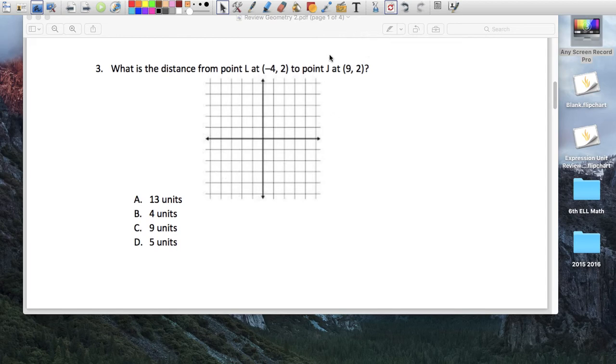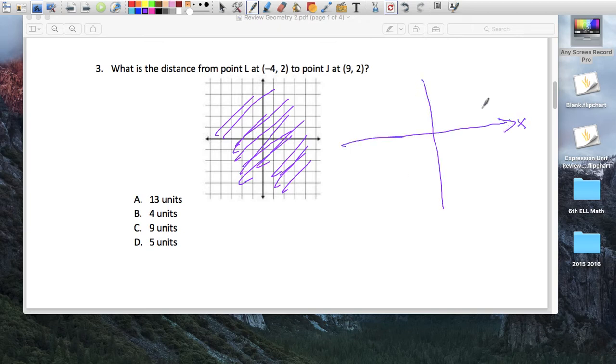Number 3. What's the distance from point -4, 2 and point J at -2? Actually, I should do this without the grid. If you don't have this grid on the test, create something like this: x-axis, y-axis, and let's talk about this point right here. This point says go -4, 4 spaces to the left, 1, 2, 3, 4, and then go 2 floors up, 1, 2. So that's where we are right here. So this is -4 and 2. It's 4 spaces to the left of the y-axis and 2 floors up.